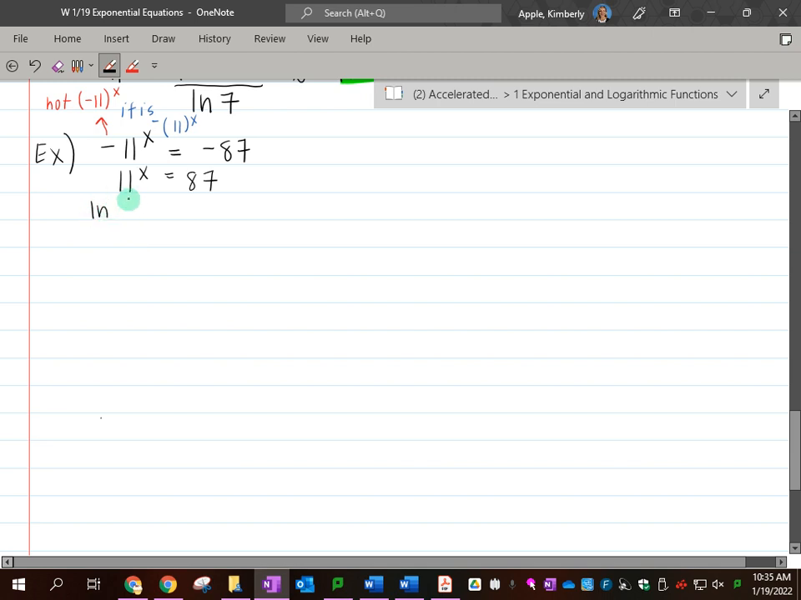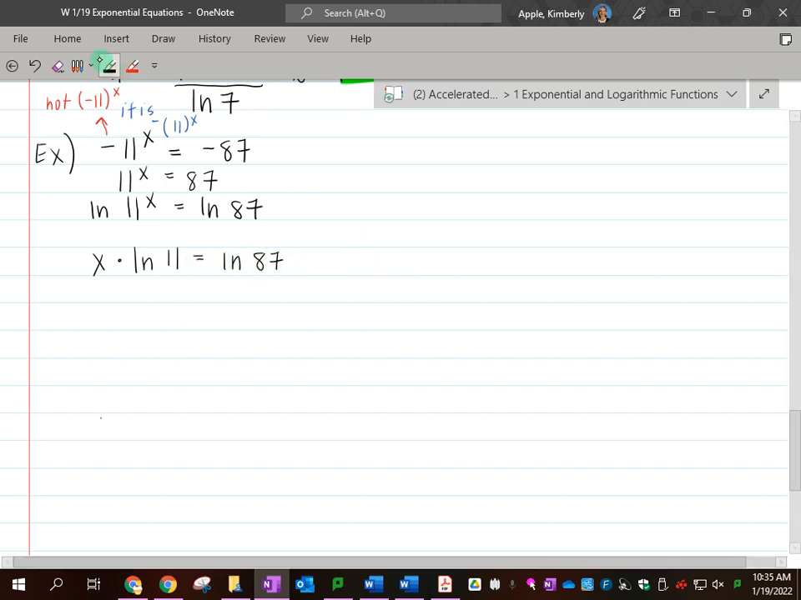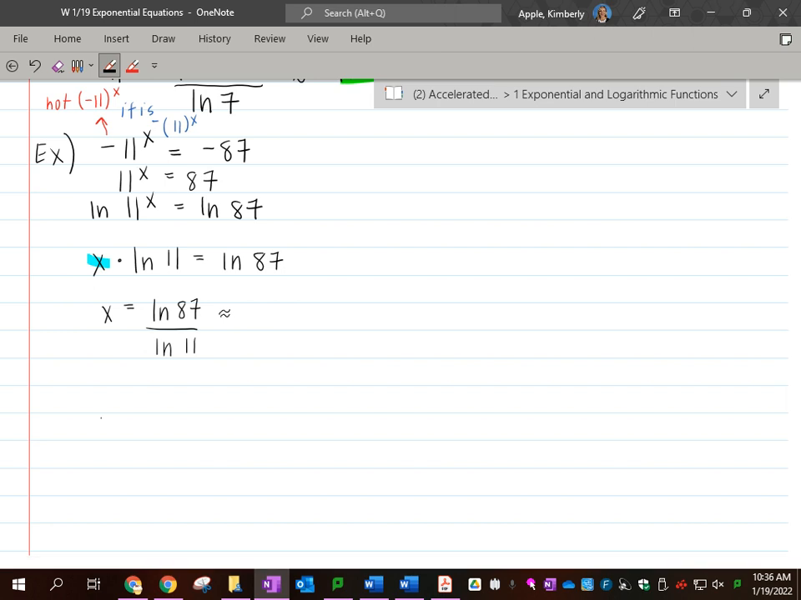Okay, take the ln of both sides. Swing the power out front. x times ln 11 equals ln 87. Just to show you with color, we're trying to solve for this guy. So let's divide both sides by ln of 11. And then to the nearest thousandth, it goes in the calculator at that point. ln of 87, ln of 11. 1.862.